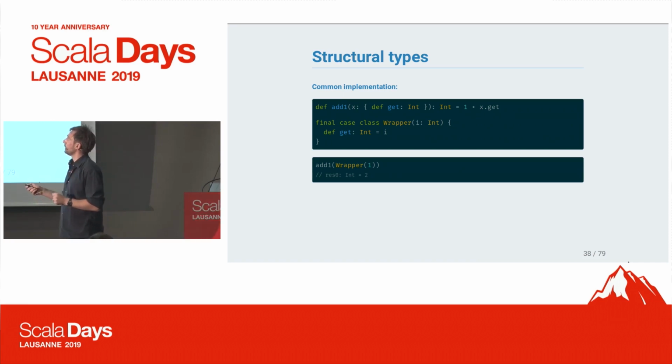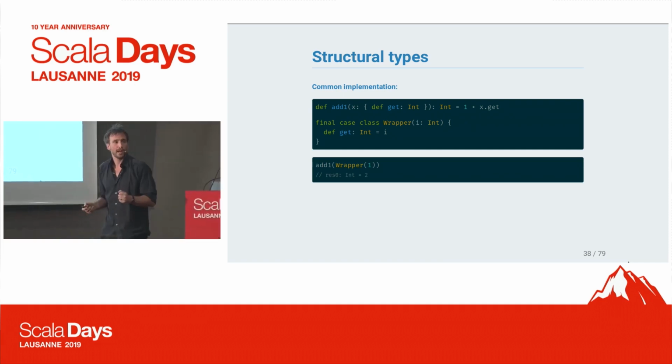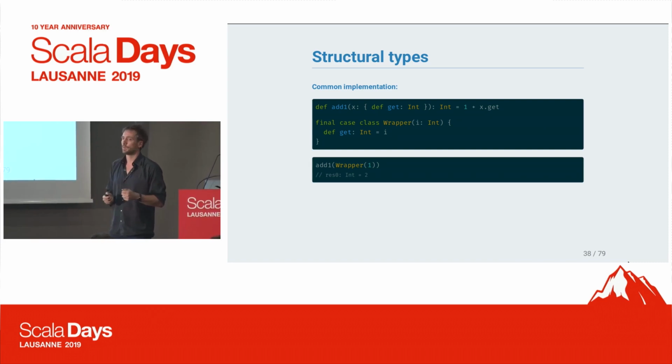And then, quite conveniently, I can define this case class. Notice how it's final, important. That wraps an int, and define a get method on that. And I'm completely allowed to pass Wrapper to my add1 method, even though I have not defined any hard subtyping relationship. So structural typing is a way to do subtyping without having to declare it beforehand. It's quite convenient. It's a great tool, but in Scala, it suffers from a few flaws.